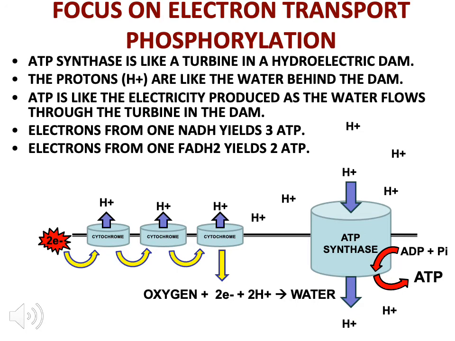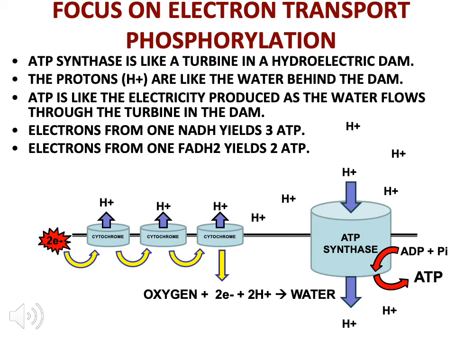Well, how about that? Here's my hydroelectric dam analogy. We're making ATP, and that's an event of phosphorylation. ATP synthase is like a turbine in a hydroelectric dam. The protons are like the water behind the dam. ATP is like the electricity produced as the water flows through the turbine in the dam. Now, one little bit here.